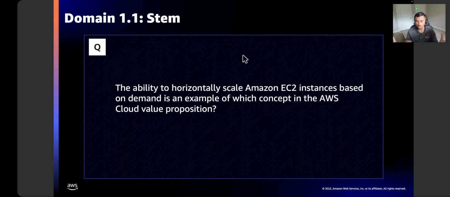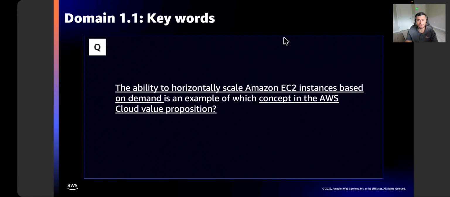We read the stem, right? From that, we want to be able to extract keywords which are related to horizontally scaling EC2 instances to meet demand. So if we have an increase in traffic going to our web apps, we want to be able to dynamically acquire compute capacity or dynamically scale in and out to meet that demand. And we're trying to map that to a certain value proposition of the cloud, right?